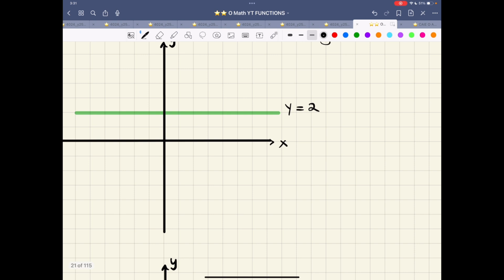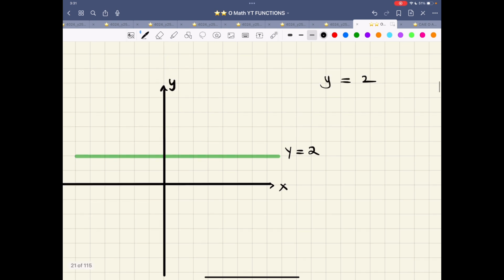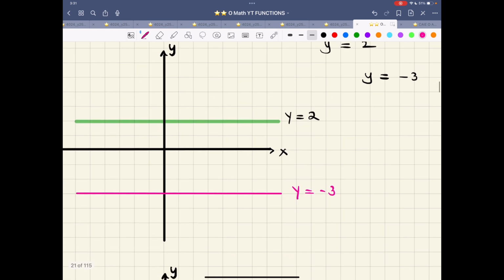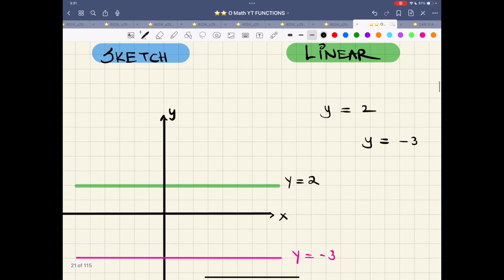For example, if I am interested in drawing another line, y is equal to negative 3. And let me choose this reddish color from here. So this is y equals to negative 3. That is going like this. Both lines are parallel to the x-axis. So parallel to x-axis. Be very, very careful about it.